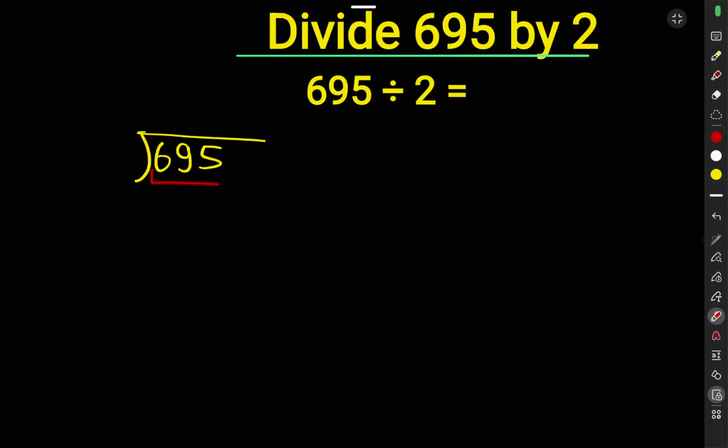Divide 695 by 2 in long division method.